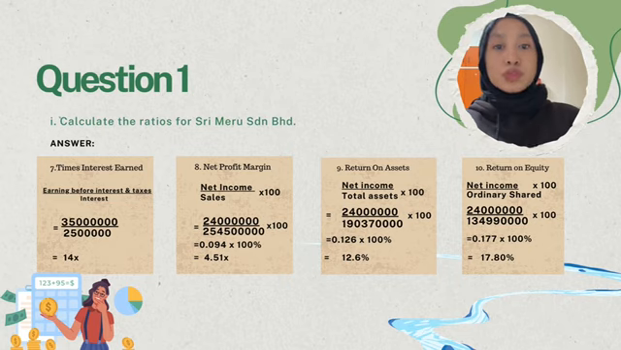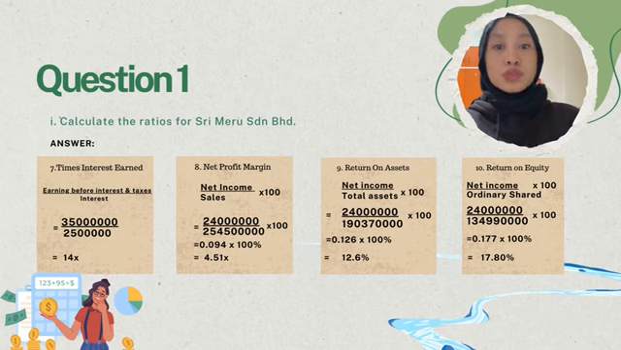Hi, my name is Amni. I will answer question 1 for Romans about explanation of the firm liquidity, leverage, profitability and asset management ratio. Firstly is cash ratio. Cash ratio of Seri Meru Sendirian Berhad is good because the cash ratio is 3.8, higher than industry of 2.5. It shows that the company is highly liquid to pay current liability.